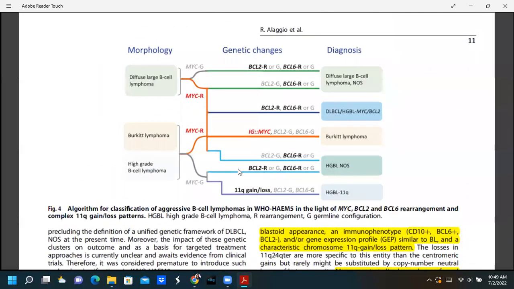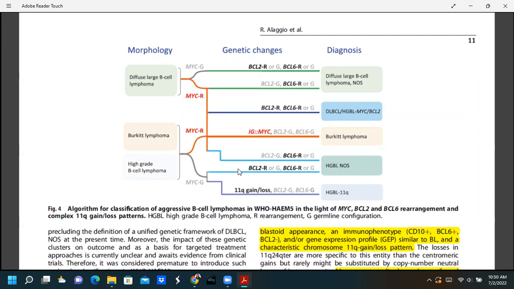And for this table, let's try to break it. As Akanksha was saying, we have three morphologies: diffuse large B cell lymphomas, Burkitt lymphoma, and high grade B cell lymphomas. We are mainly focusing on MYC, starting with MYC and then going into BCL2, BCL6 and other genes. Say for the diffuse, I'm going by morphology category for DLBCL. Either your MYC is germline or MYC is rearranged.